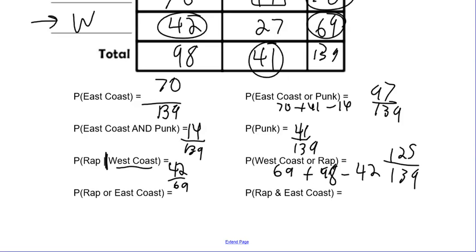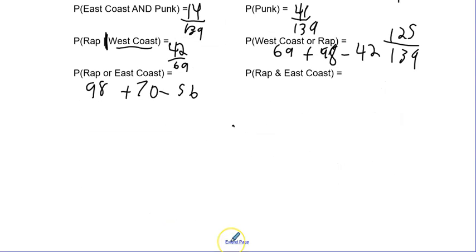And the last two, rap or East Coast. Well, how many rap are there? There's 98. East Coast is 70. Now, what's the overlap of rap and East Coast? It's 56. So we add and subtract. And that gives me 112, again, out of 139.